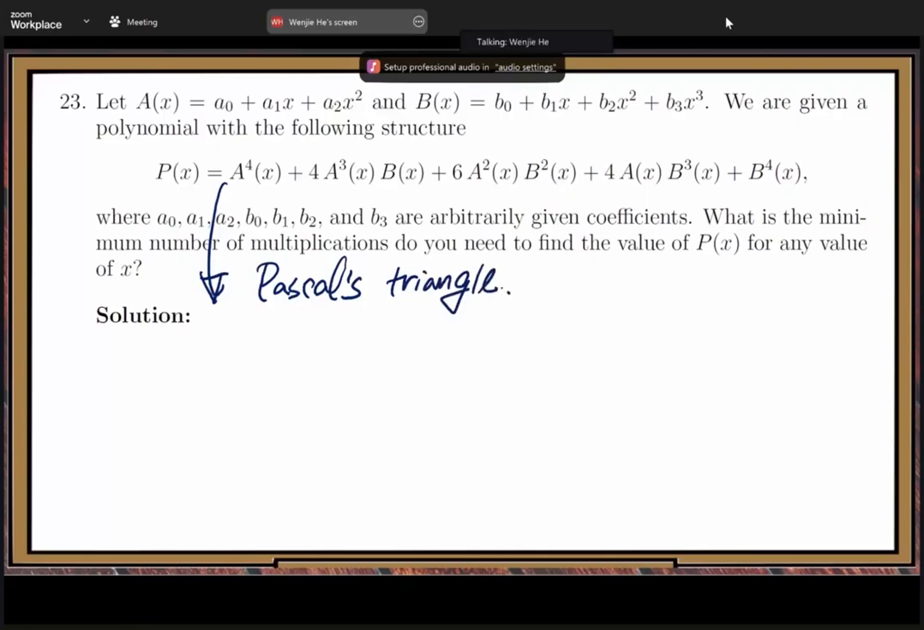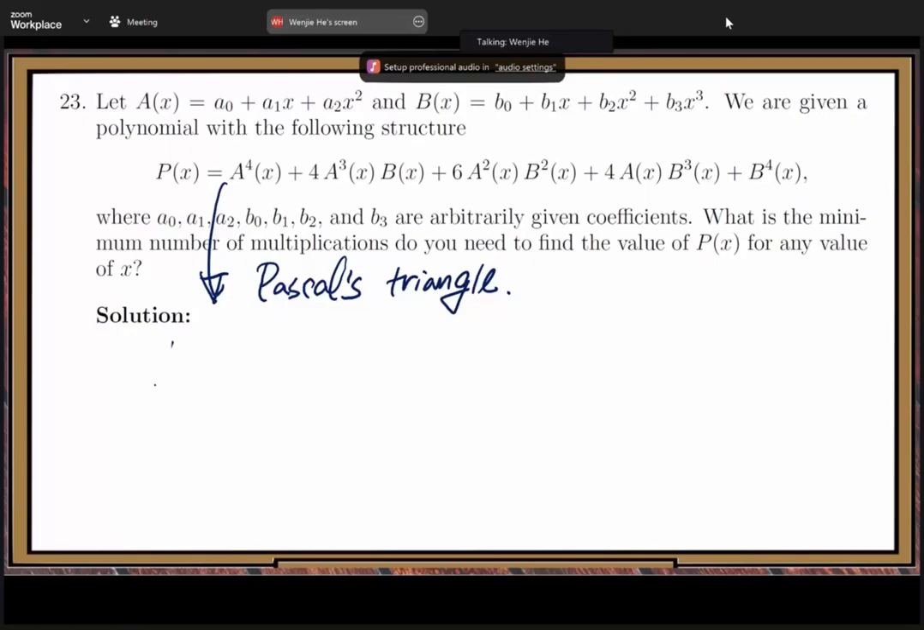Can you recognize the given structure matches the one of Pascal's triangle, right? If you can connect to Pascal's triangle, then you can represent it in a more friendly way. All right? So that's one step.